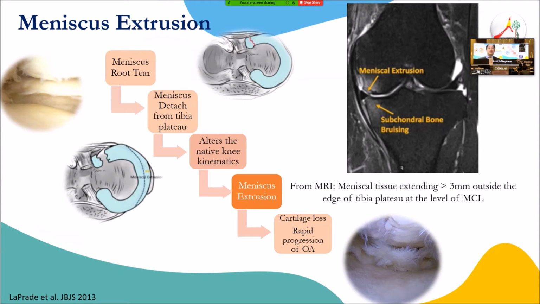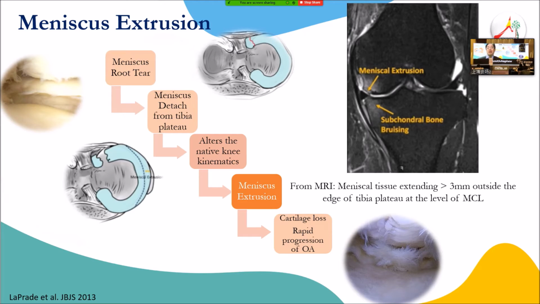When the meniscus root tear happens, this is a consequence. They start with the meniscus root tear first, and over time there's a detachment from the tibial plateau. The meniscotibial ligaments start to stretch and alter the native joint kinetics. Meniscus extrusion happens, and after that it's like you have no meniscus. Look at this picture. When you have extrusion, it's the same as having no meniscus, so the cartilage loss will be a very rapid progression.